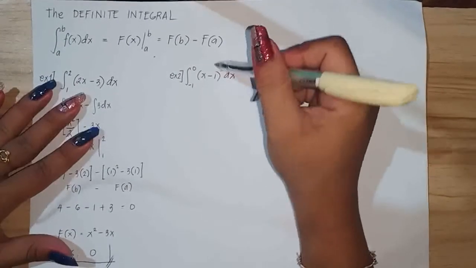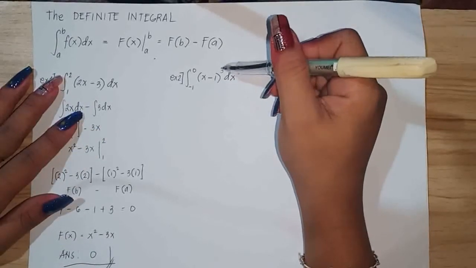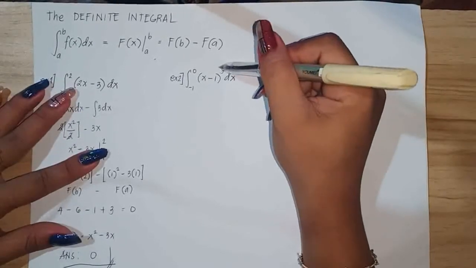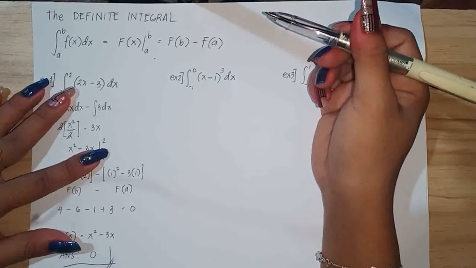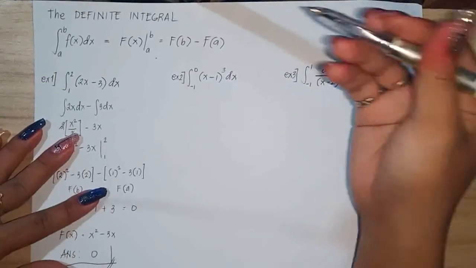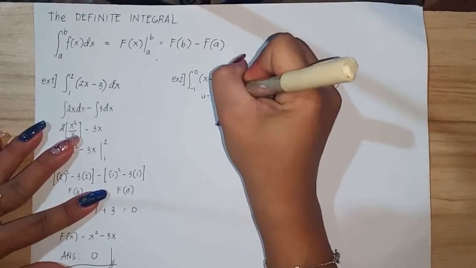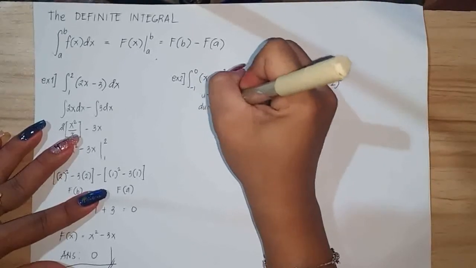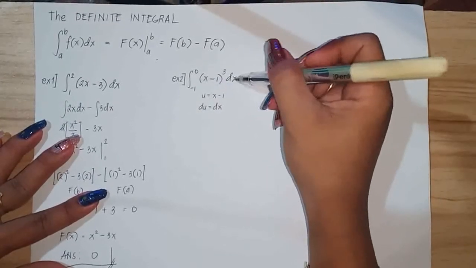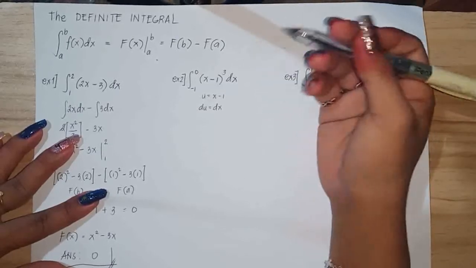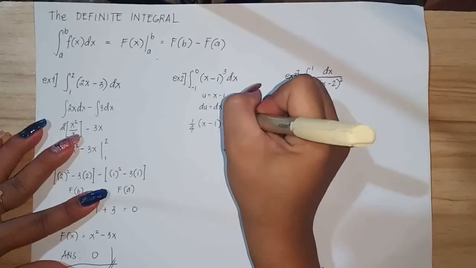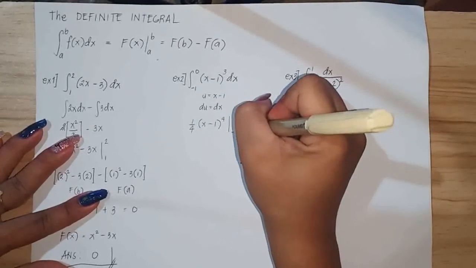We will now have the integral of the quantity x minus 1 raised to 3 dx, wherein your limits are from negative 1 to 0. So evaluating this first, the integral of the quantity x minus 1 raised to 3 dx. If you let u be x minus 1, your du is simply dx. So this will be u raised to 3 du. So that's u raised to 4 over 4. So that is 1/4 of x minus 1 raised to 4, wherein your limits are from -1 to 0.